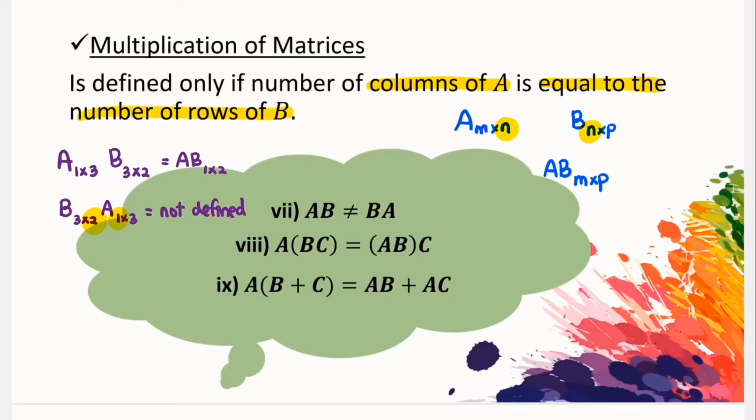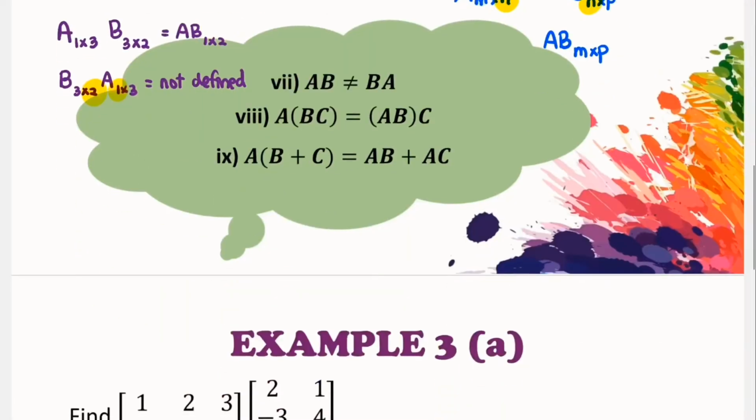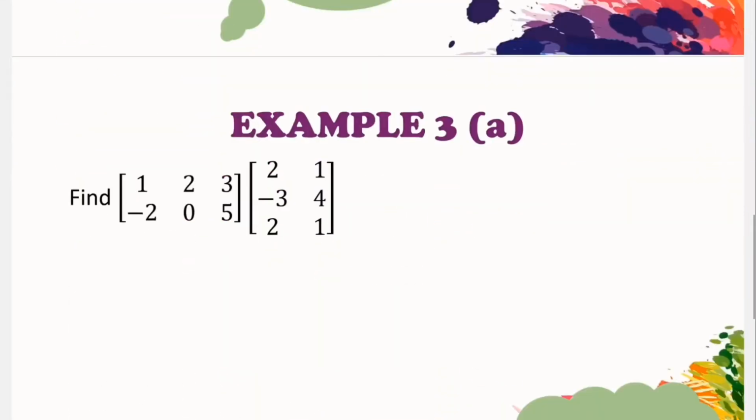As you can see on this green bubble here, there are 3 properties related to the multiplication of matrices. These properties are also on your lecture notes. Now let's try example 3, part A.